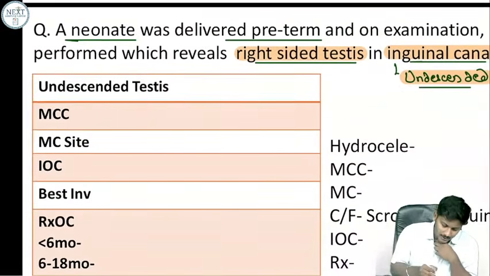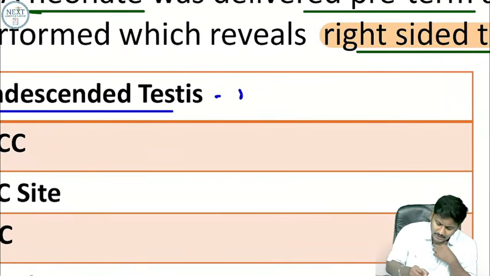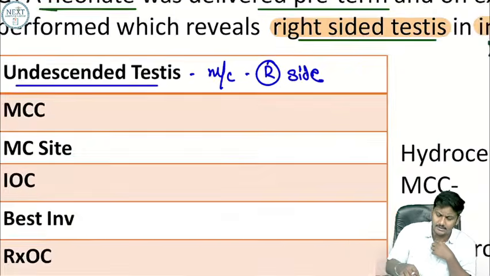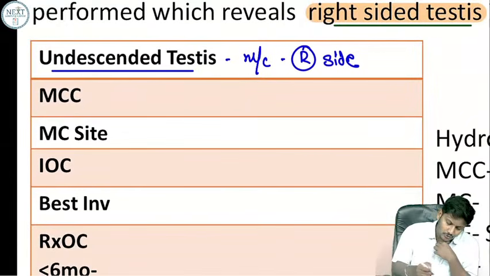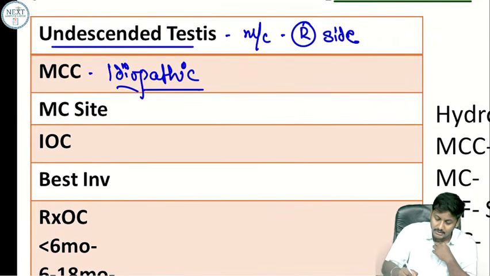Clear? Undescended testis, if I talk about it, it is more commonly seen on which side? Anybody, right or left side? Remember, undescended testis is more common on the right side because the right sided testis descends late. Most common cause of undescended testis, we all know it is idiopathic, we don't know. So please remember idiopathic is the leading cause for an undescended testis. That is important to be remembered.